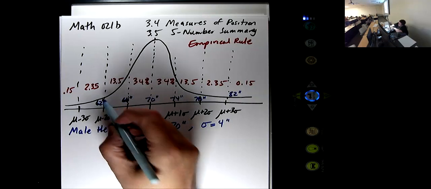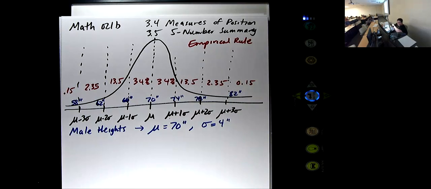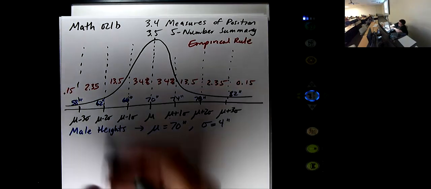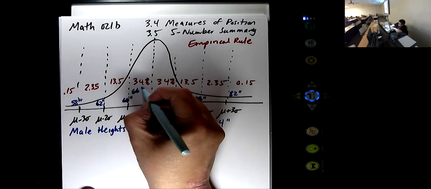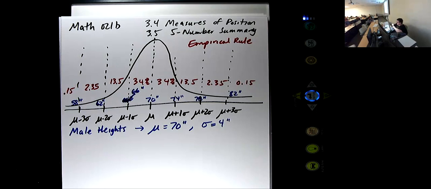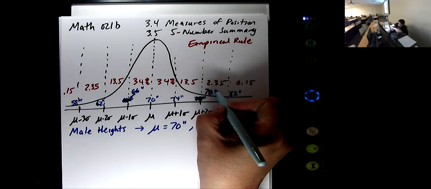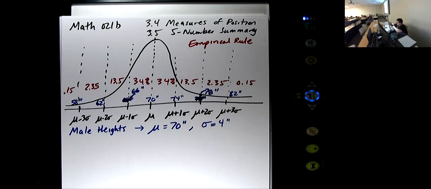So going left to right, I got 58, 62, 66. That's a 66. 70, 74. That's a little hard to read, so I'll put it right here. 78 inches is right there. And 82 inches.